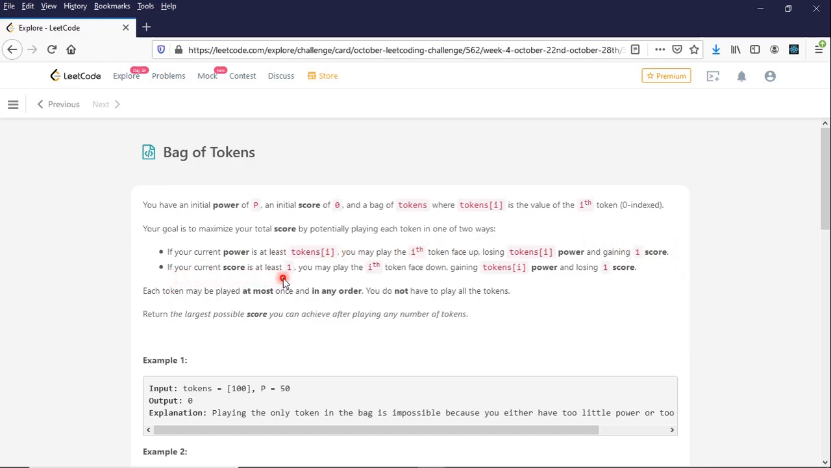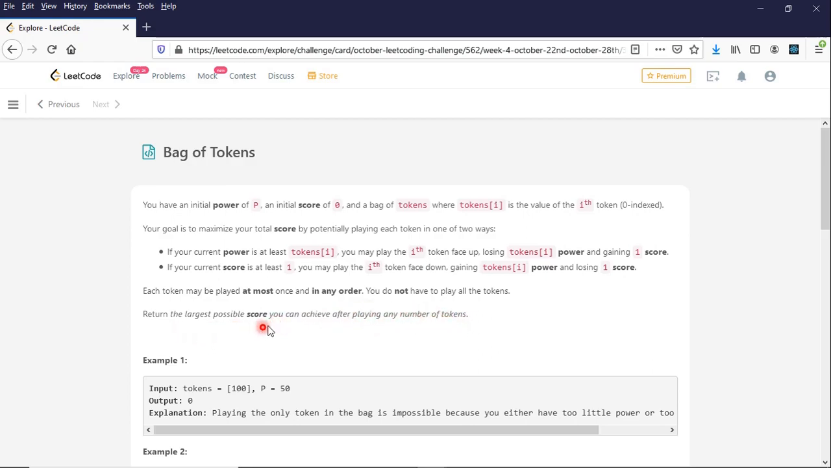If your current score is at least 1, you may play the ith token face down, gaining tokens[i] power and losing 1 score. Each token may be played at most once and in any order. You do not have to play all the tokens. Return the largest possible score you can achieve after playing any number of tokens.